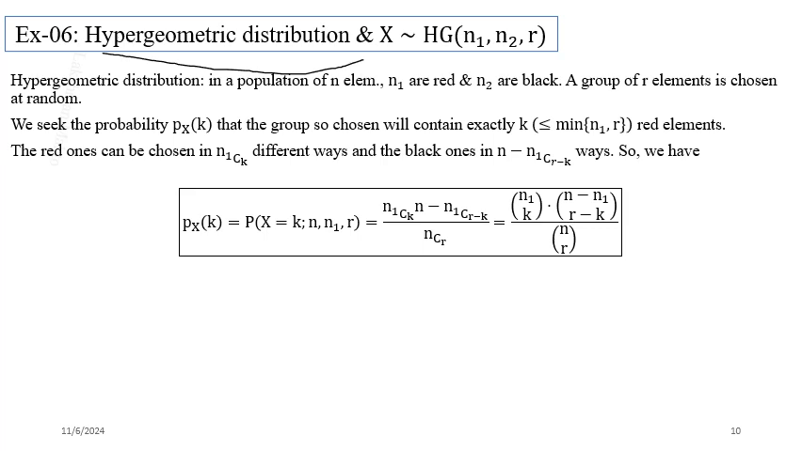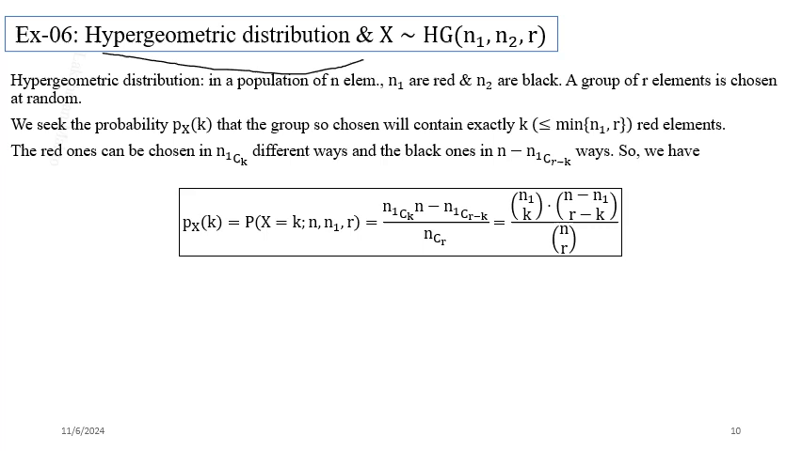What would be the possible maximum value of K? It is not simply that it would be less than R. Why? We know how many red balls there are: N1. And how many balls have we picked from the bag? R balls. So the value of K would be less than or equal to whichever is the minimum, N1, the number of red balls, or R, how many balls you have taken. You are picking balls randomly, without looking, and there are two types of ball. Here I am asking to compute the probability of K red balls. So K must be less than or equal to the minimum of N1 and R.